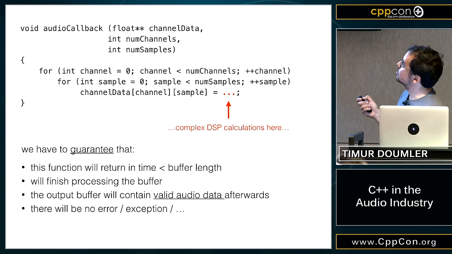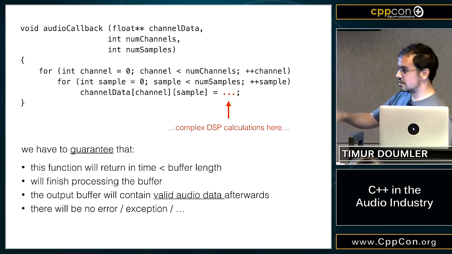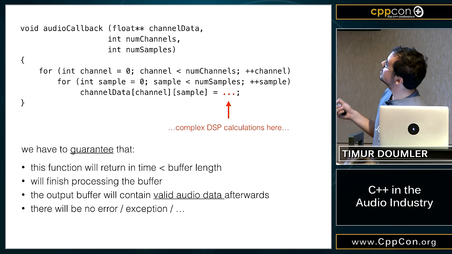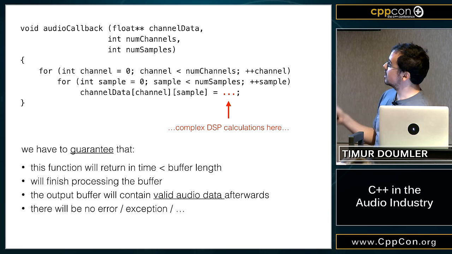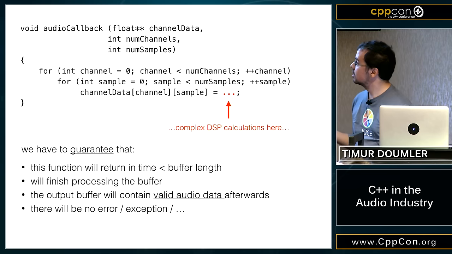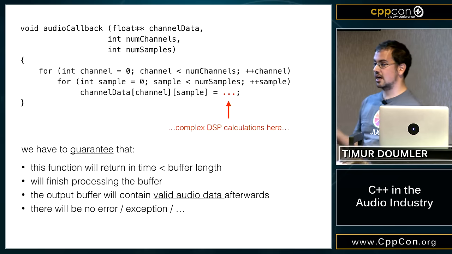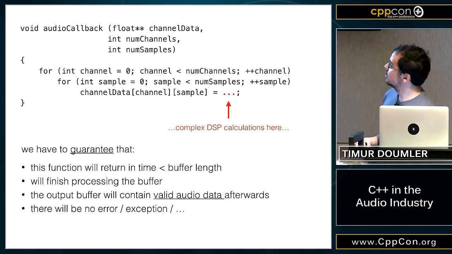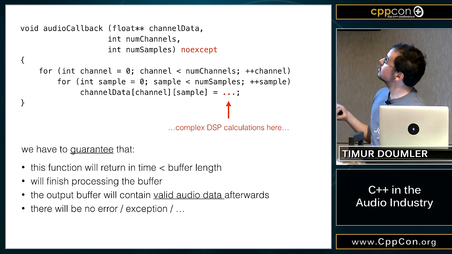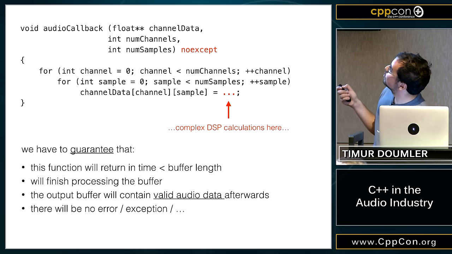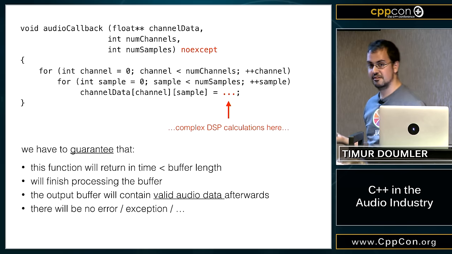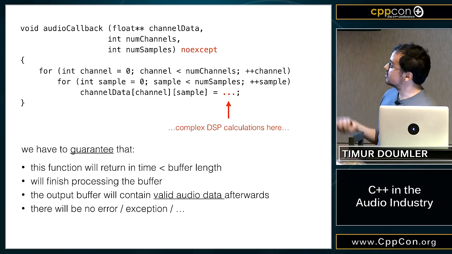But what we need to do is guarantee that after this 0.7 milliseconds, for example, this function will have computed everything. This function will return in time, and the output buffer will contain valid audio data afterwards. And there will be no error or exception, and this function will always return in time and will always be done with its calculations. And you really want this to be noexcept, because it should not throw an exception.